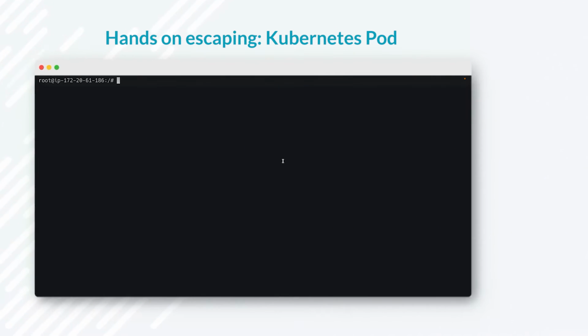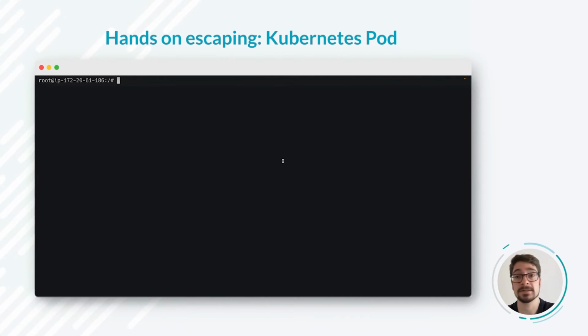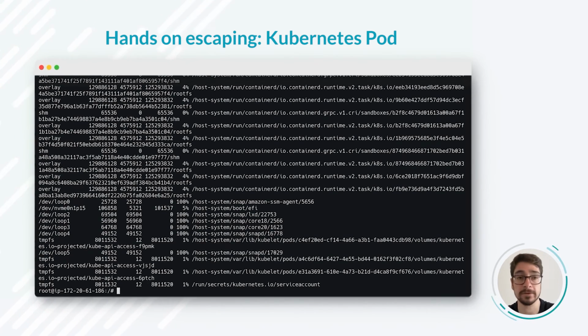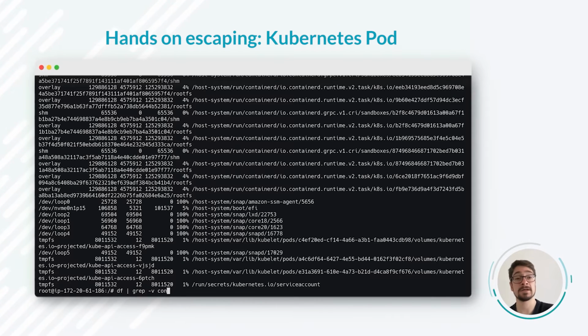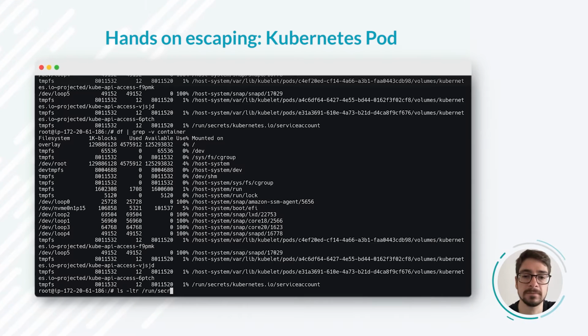For our last container escape demo, we are going to see an escape based on a Kubernetes pod. This is based on a Kubernetes Goat scenario. You will find a link in the video description for this. So we are inside a Kubernetes pod at the moment. We are inside, of course, a container running on Kubernetes.